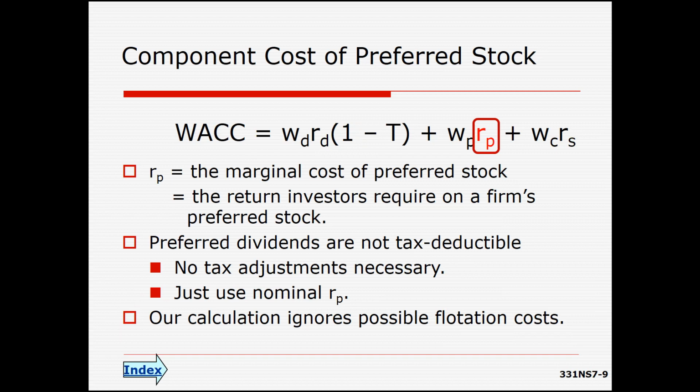Moving across the equation, our next component is the cost of preferred. And again, we need a marginal cost, the cost to Coleman if they issued preferred stock now. Preferred dividends are not tax deductible, so there's no tax adjustment, and we'll ignore flotation costs at this point.